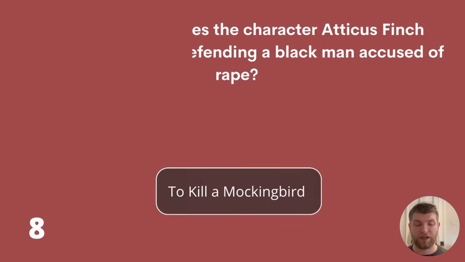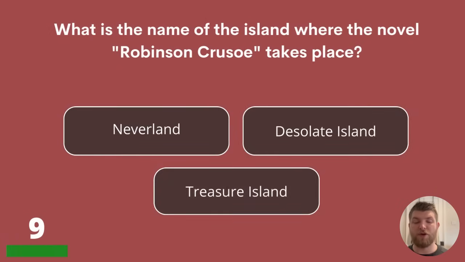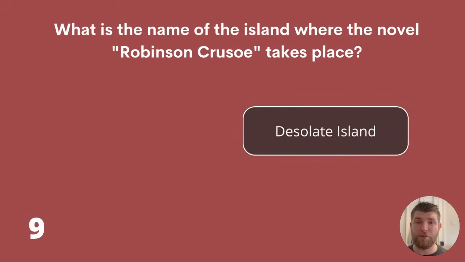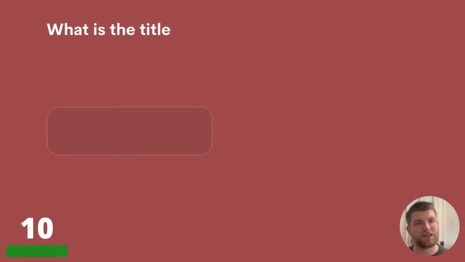Question 9. What is the name of the island where the novel Robinson Crusoe takes place? Neverland, Desolate Island, or Treasure Island? Well, Treasure Island is its own book, Neverland is Peter Pan, it's Desolate Island. The answer is Desolate Island.